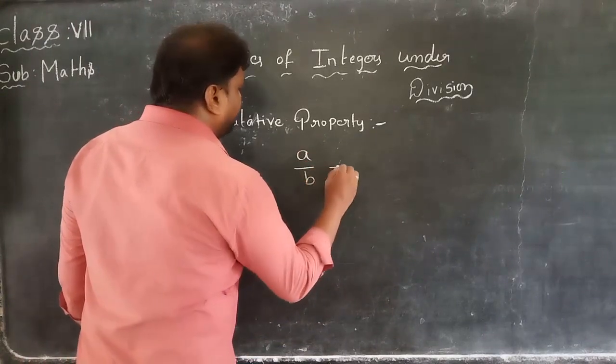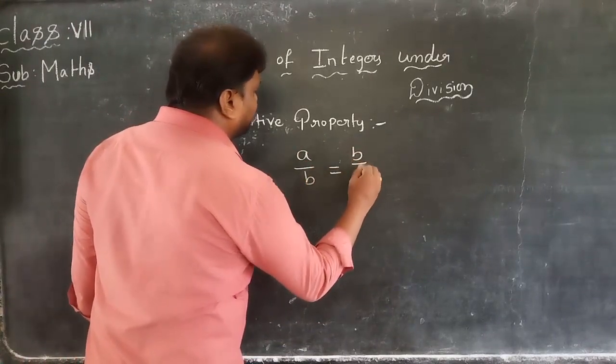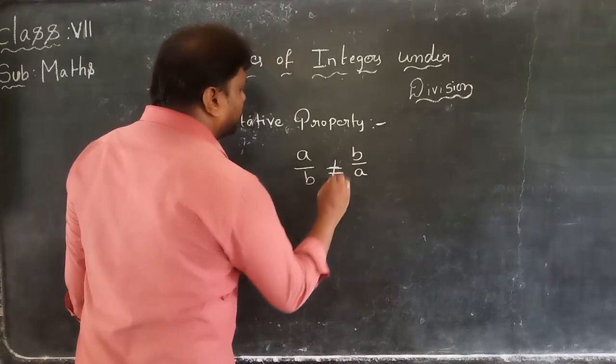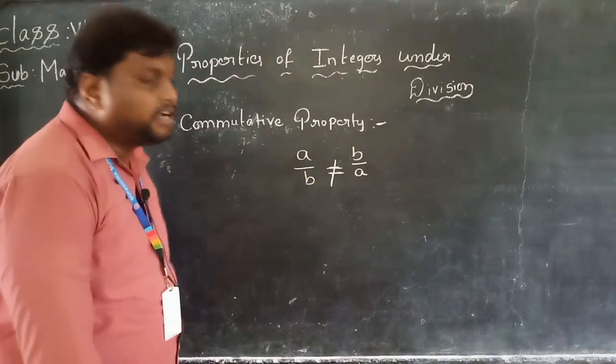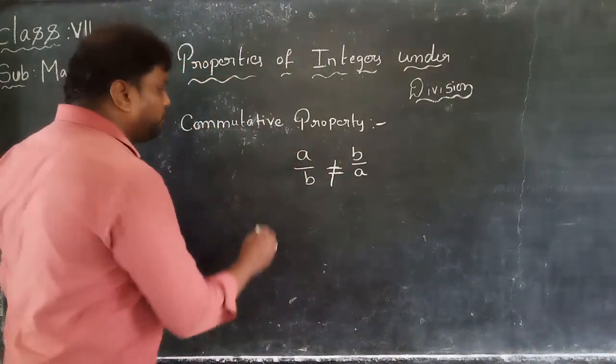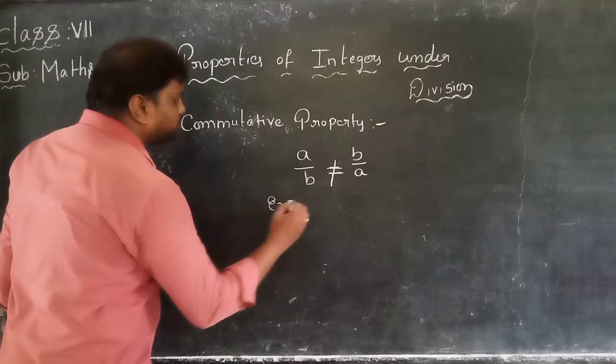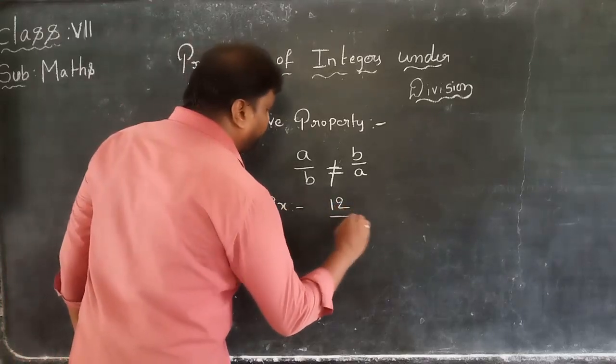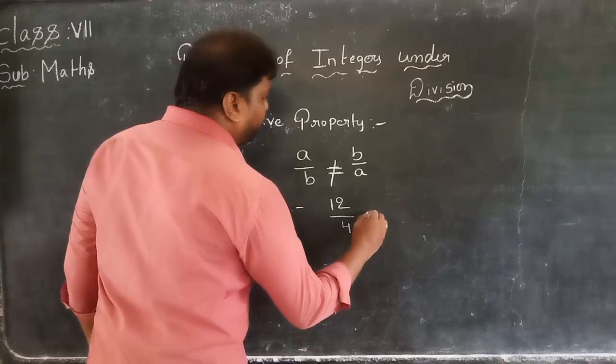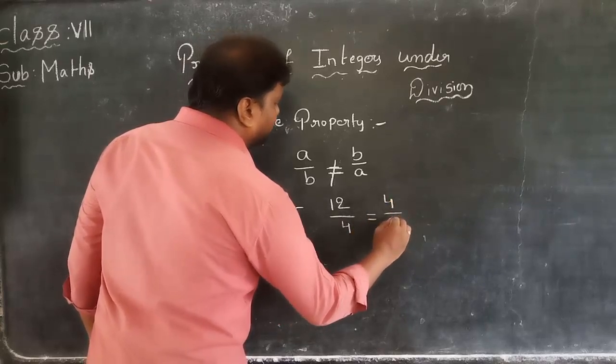Is a divided by b equal to b divided by a? Is this correct or not? No, this is wrong. a divided by b is not equal to b divided by a. For example, 12 divided by 4 is equal to 4 divided by 12?